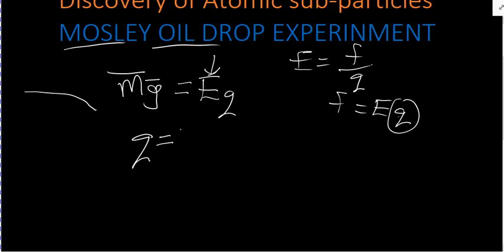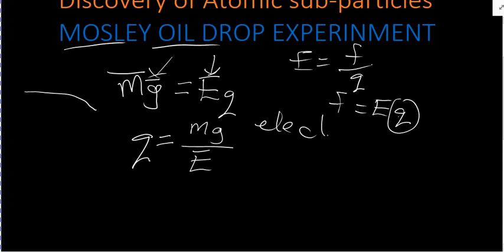Which of course is by the formula: the mass of the oil drop, times g, then divided by the electric field. Now the question is, what relationship has the oil drop got to do with the electron?